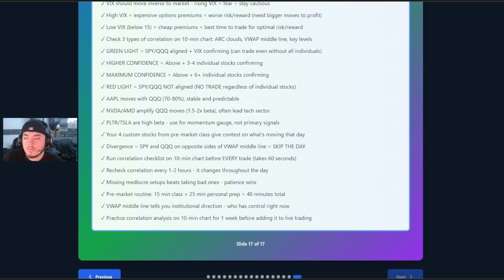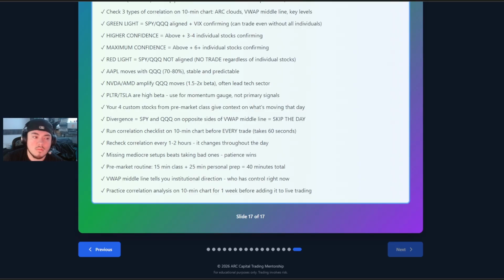See what I'm seeing. And yeah, the VWAP middle line tells you institutional direction, who has control right now. If price is trading over VWAP, then bulls are in control. If price is trading under VWAP, then bears are in control. Practice correlation analysis every day on the 10-minute chart for 1 week before adding it to live trading, but practice it every day. Find if things are ripping together or dumping together, and the picture will be so much clearer to take these trades.